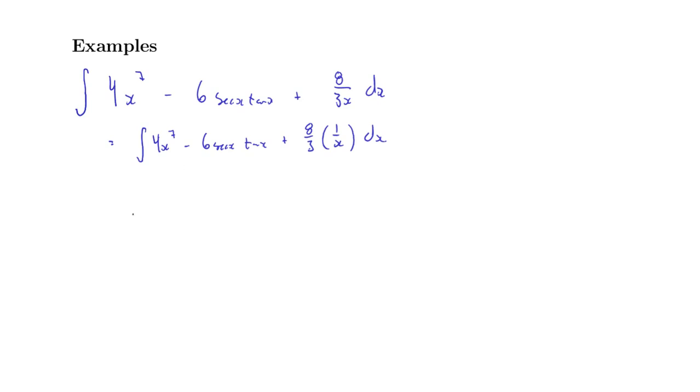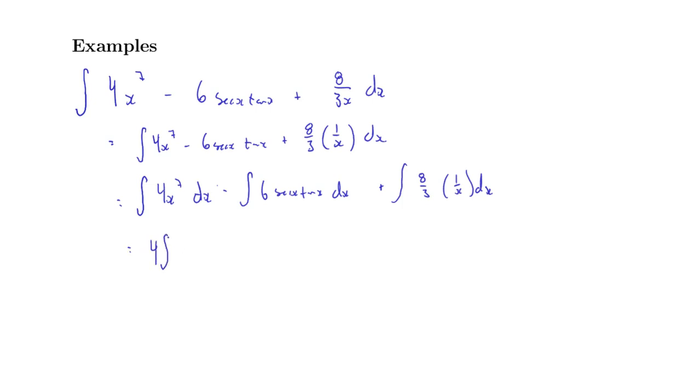All right, so what we can do is split this up into 3 integrals. dx minus 6 secant x tangent x dx plus the integral of 8/3 times 1 over x dx. And then we can pull all these coefficients out, and we've got 4 integral x to the 7 dx minus 6 integral secant x tangent x dx plus 8/3 integral 1 over x dx.